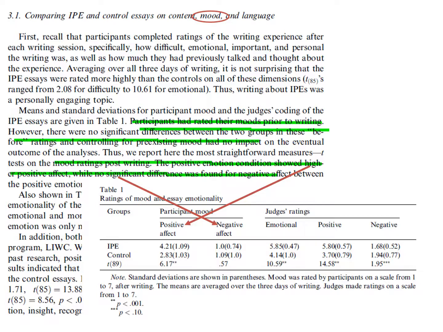The phrase, "the positive emotion condition showed higher positive effects," is reporting the fact that participants who wrote about positive experiences had an average mood score of 4.2, while those in the control condition had a mean of 2.83, and that was a significant difference statistically. The phrase, "no significant difference was found for negative affect," is represented by the fact that there was only a 0.09 difference in the scores for negative affect.